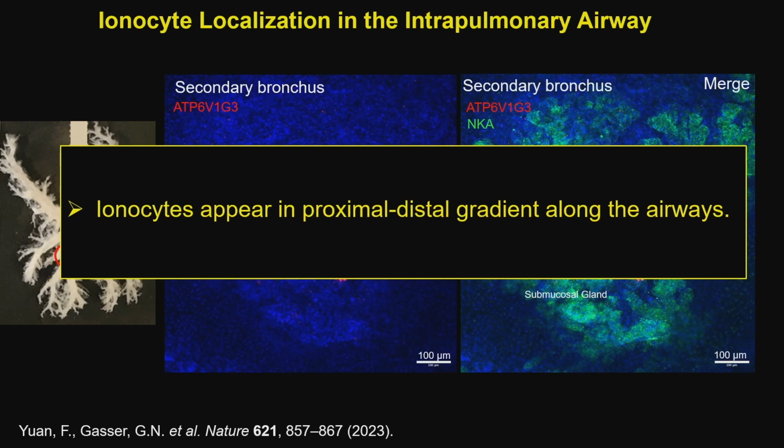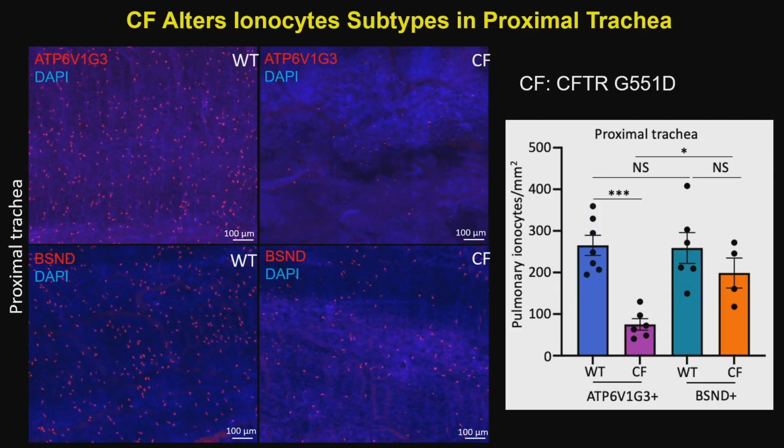For the third part, I'm going to talk about some of the ionocyte subtypes we found in the normal and cystic fibrosis disease state. Our lab generated those CF ferrets harboring the G551D mutation, and we are able to manage the cystic fibrosis disease state by using a CF modulator. Here we use two ionocyte markers: one is ATP6V1G3 and the other one is BSND.